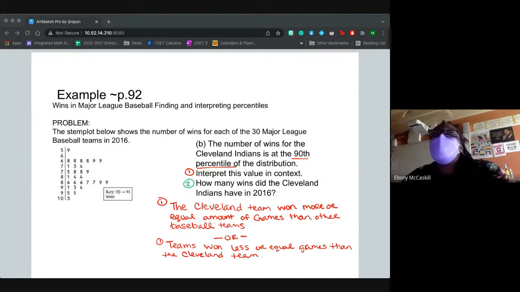So if you want to stay within the definition of a percentile, you always want to use less than or equal to, always using the other team as the subject. If you feel comfortable going back and forth, just keep that in mind. Right? Just give me some eye contact. Let me know if you need me to re-explain that part. No?